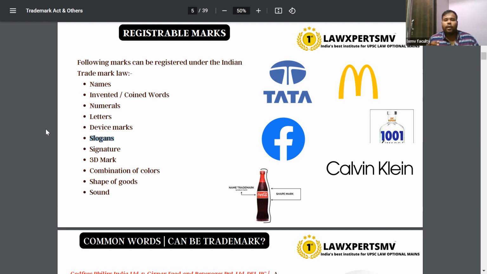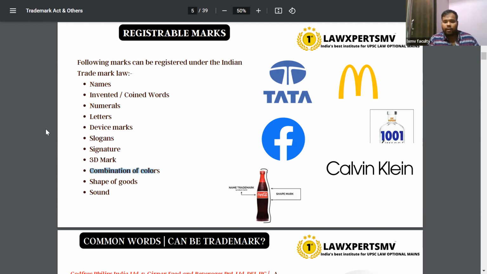But if you want to get a trademark for a particular slogan, you have to make sure that it is distinctive in nature. Even a signature can be trademarked. 3D marks are nothing but 3D kinds of letters. Even a combination of colors, we can acquire a trademark. We are going to see that in detail.